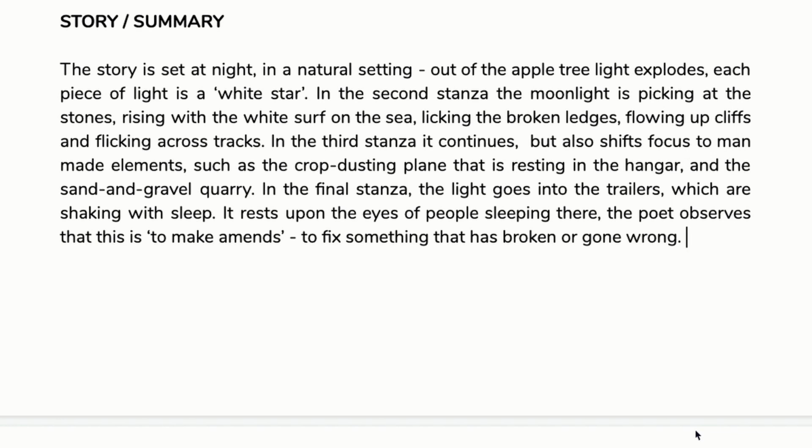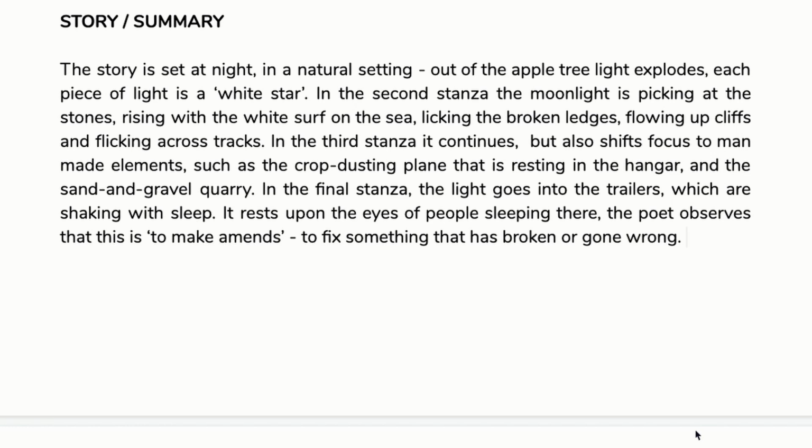Here we go. In the third stanza, it continues, but it shifts focus. So it's gone across all of these natural elements and it shifts to man-made elements. The plane, the crop dusting plane that is resting in the hangar. These are made by humans. The quarry, which is an example of humans mining the landscape for our own use.